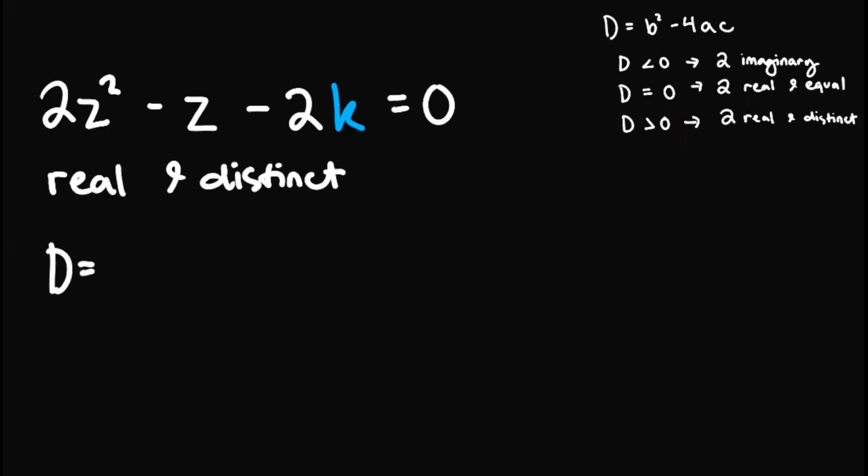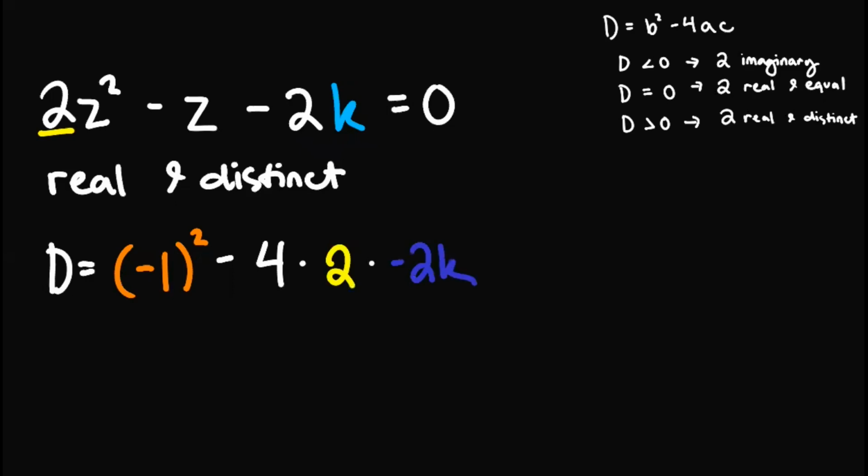D is equal to b squared. Since it's not written here, we know that there must be a 1 out here. So our b must be negative 1. So we've got here negative 1 squared minus 4 times a, which is 2, times c, which is negative 2k. Simplifying this, we'll have negative 1 squared is 1. Negative 4 times 2 times negative 2k is plus 16k. And this must be greater than 0.